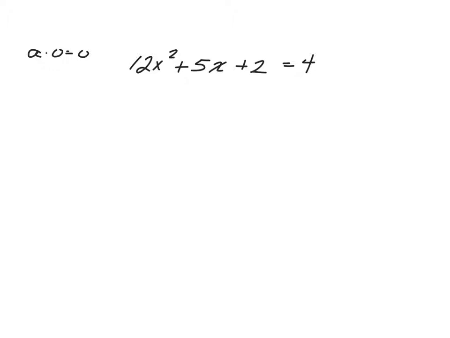In this case, in the last video, we already had it equal to 0, but this time I have it equal to 4. So what I need to do is subtract 4 from both sides. So I get 12x squared plus 5x, and 2 minus 4 is going to be negative 2 equals 0. So again, if I'm utilizing the AC method, I'm going to multiply the a and the c together. Okay, so the a and the c together makes negative 24.